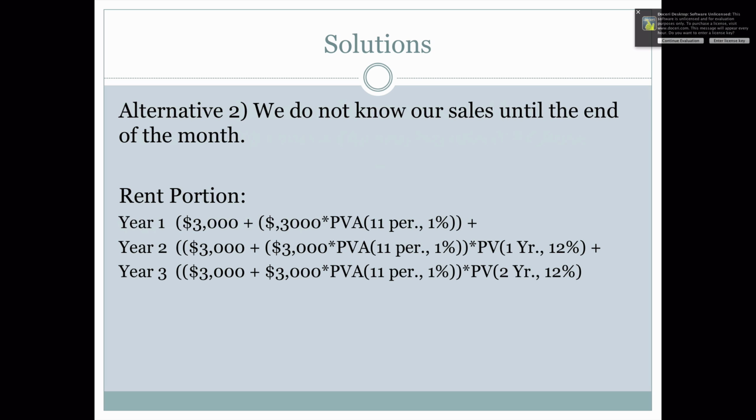On alternative 2, because we don't know our sales at the end of the month, we need to go ahead and focus on that, and we'll do that on the next problem. The first thing we're going to do is look at the rent portion, and it's just like alternative 1, where we take our monthly rent and multiply it by PVA for 11 periods of 1%, and then we add the $3,000 to it. And then for years 2 and 3, we need to take that same amount and discount it for 1 year in year 2 and 2 years in year 3.